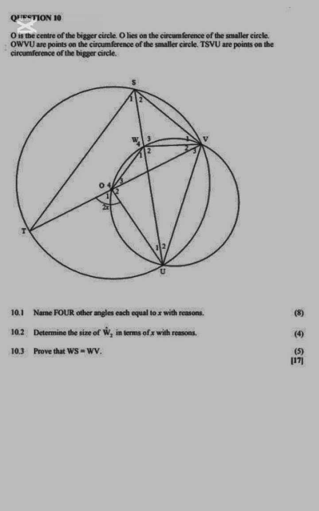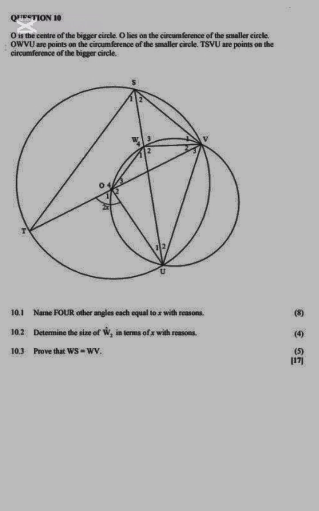There we have our question 10. Question 10. O is the center of the bigger circle. O lies on the circumference of the smaller circle. O, W, V, U are points on the circumference of the smaller circle. T, S, V, U are points on the circumference of the bigger circle.